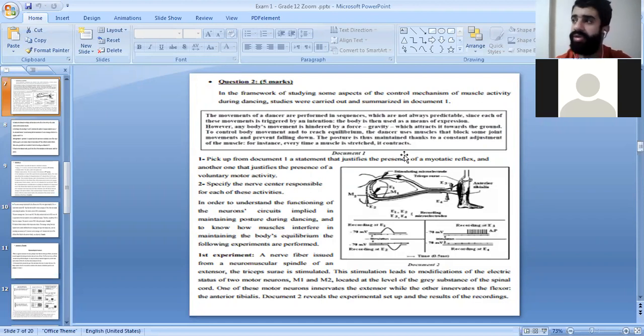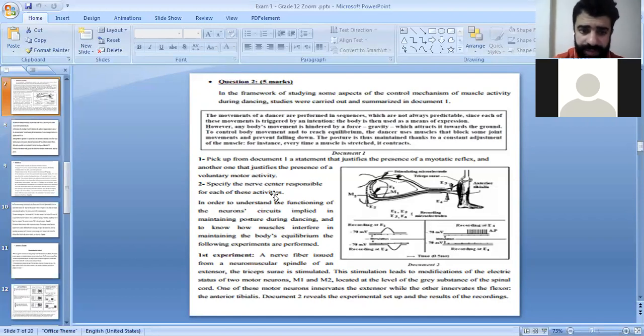Part number 1: they said to pick up from document 1 a statement that justifies the presence of a myotatic reflex, and another one that justifies the presence of the voluntary motor activity. So for the myotatic reflex: a muscle is stretched and contracts. And for the voluntary motor activity, the movement is triggered by intention, or you can say it's followed by intention.